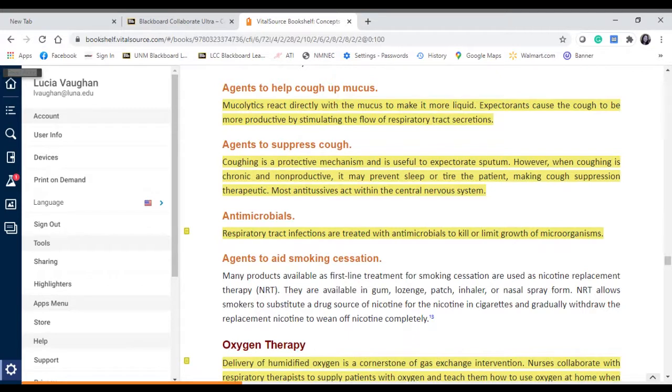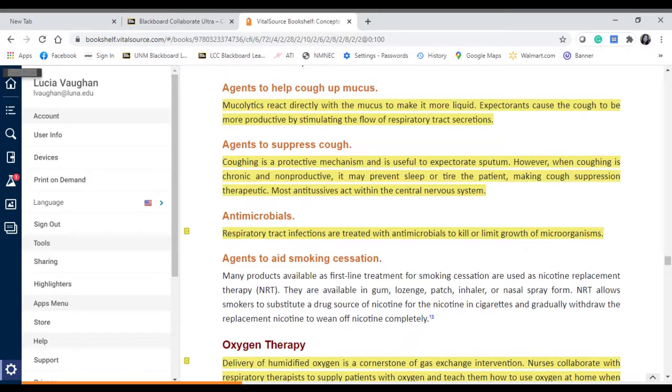Coughing is a protective mechanism and is useful to expectorate sputum. However, when coughing is chronic and non-productive, it may prevent sleep or tire the patient, making cough suppression therapeutic. Most antitussives act within the central nervous system.